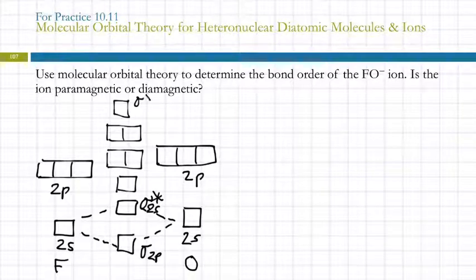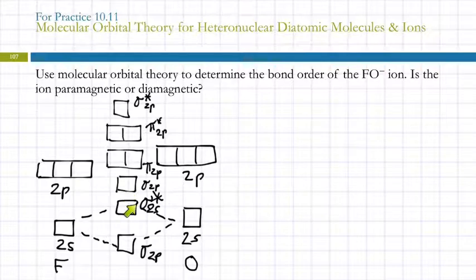Where we got sigma star 2p. This is pi star 2p. Pi 2p and sigma 2p. The reason you want to label these is so that when you look at the bond order, you have identified which ones are bonding and which ones are anti-bonding.